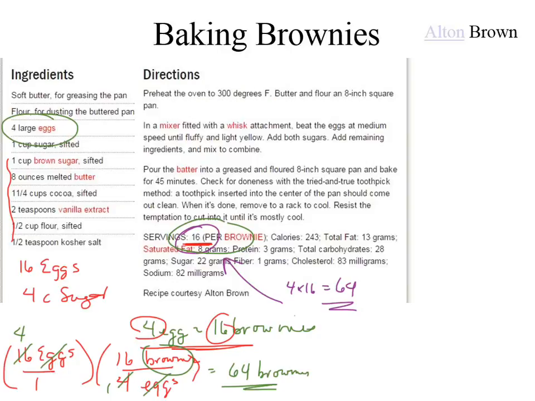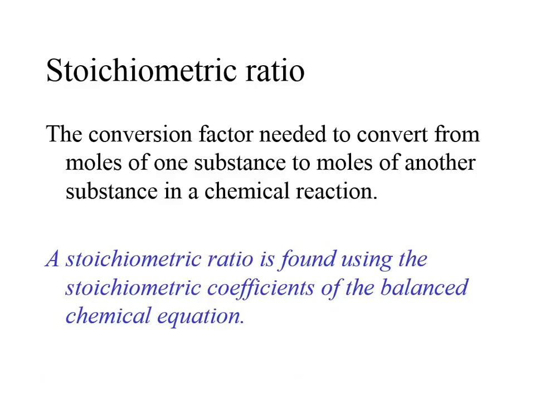Okay, 64 brownies. How did we get there? We got there from the recipe. And what do we start with? We started with the eggs we had in our cupboard. Okay, so that's it. All right.